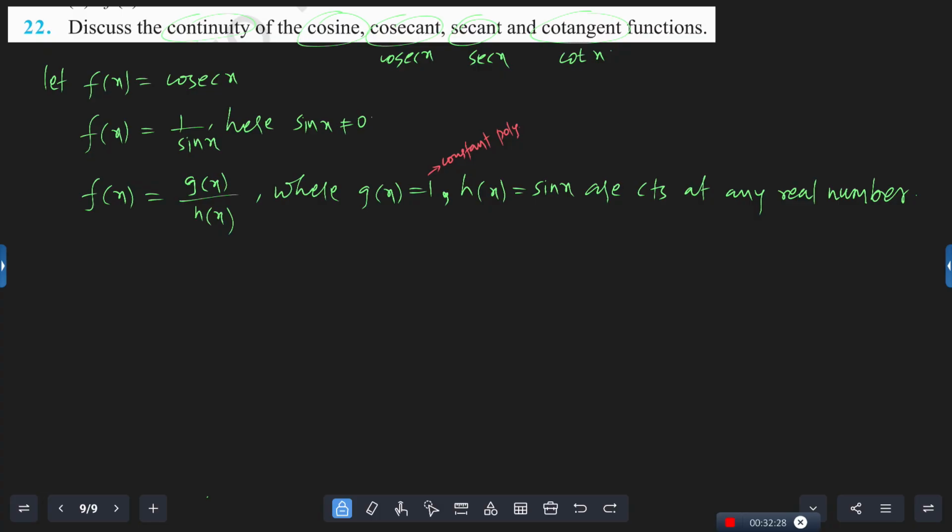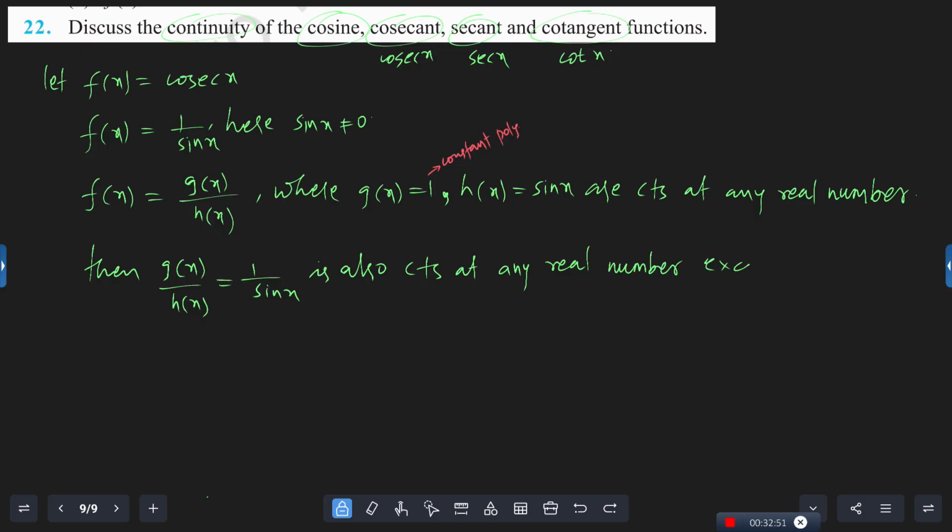So these things you write, then g(x) divided by h(x), which is equal to 1 by sin x, is also continuous at any real number except where sin x is equal to 0. See, at any real number it will be continuous except where sin x is equal to 0. What does it mean?